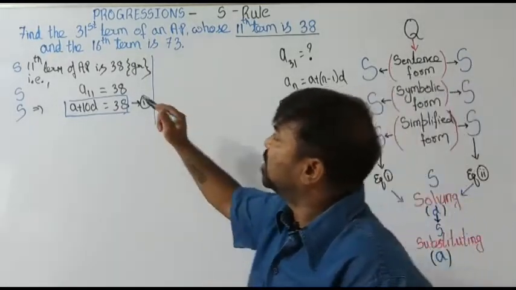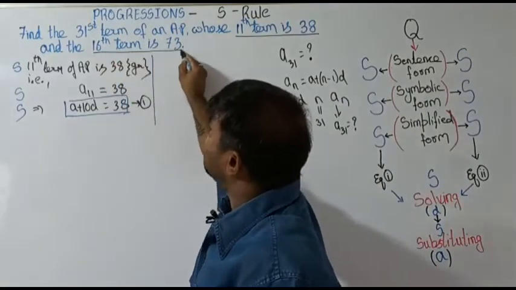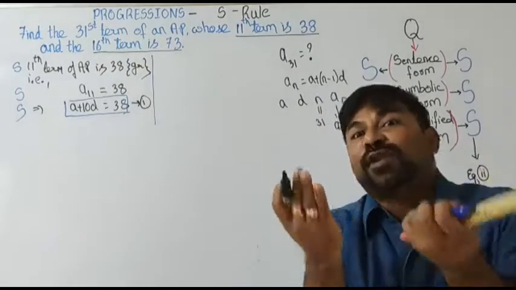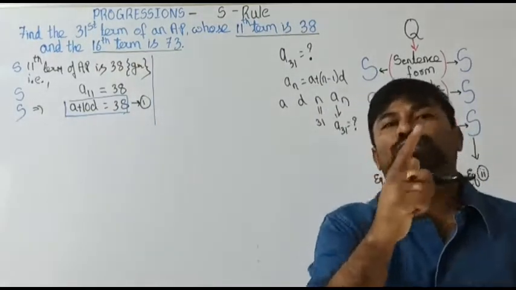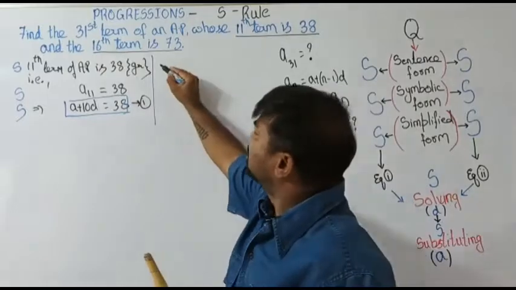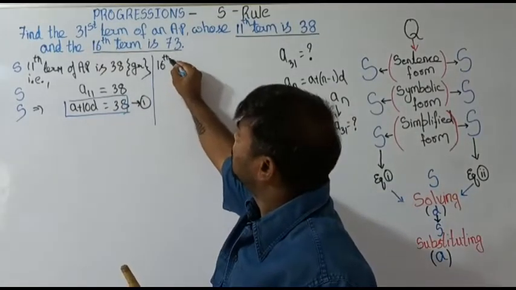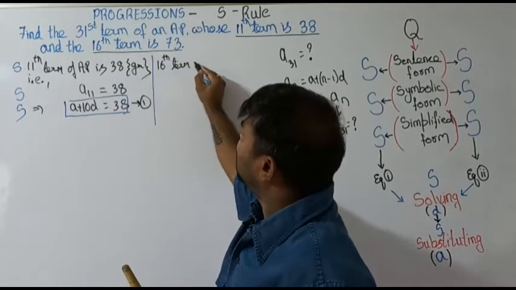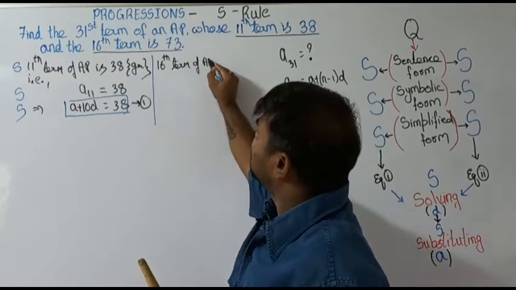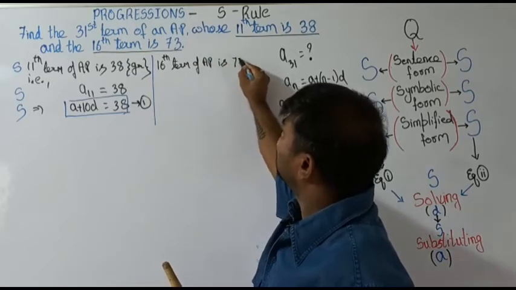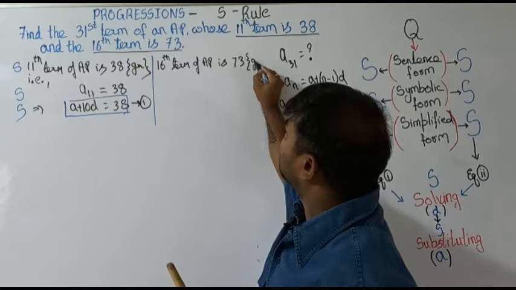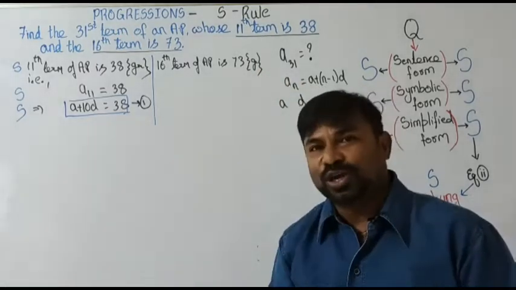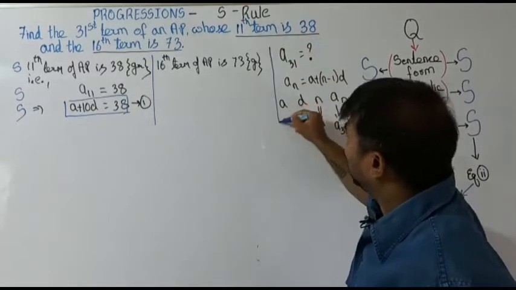The next serial. Now let's pick from the question. What it says here, 16th term is 73. That is, from the question, we picked one more sentence. Let's write it down. 16th term of AP is, how much did he say? 73. This is nothing but a given. So, we got one more given there.